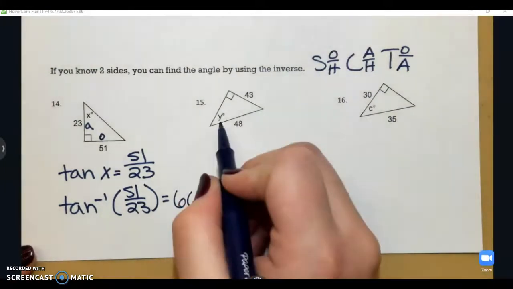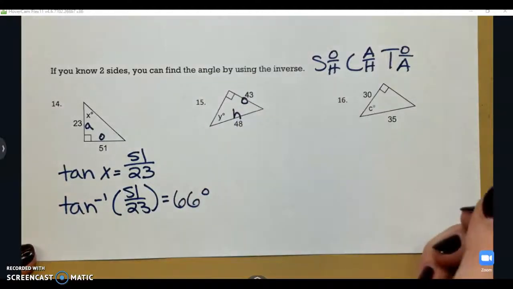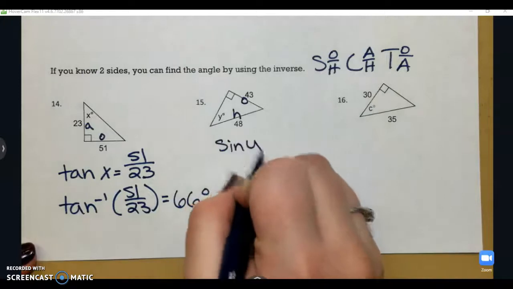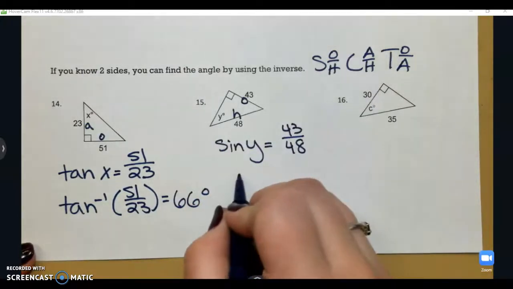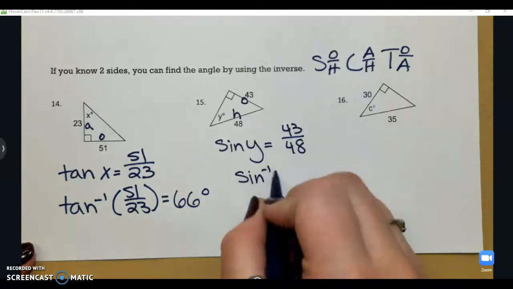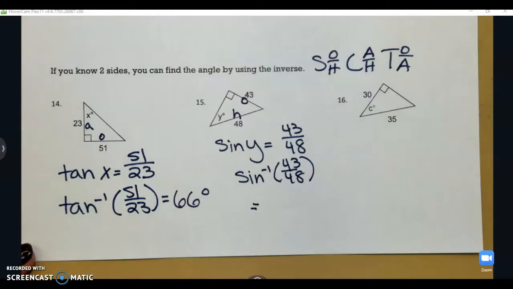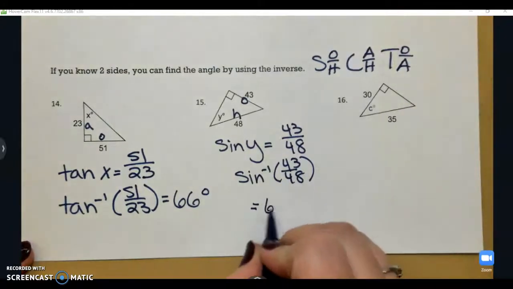Okay. On 15, here's my reference angle y, and I'm given the opposite and hypotenuse sides, which tells me I want to use sine. So the sine of y is equal to 43 over 48. So to find y, I'm going to take the inverse sine of 43 over 48. And we're going to find that y here is about 64 degrees.